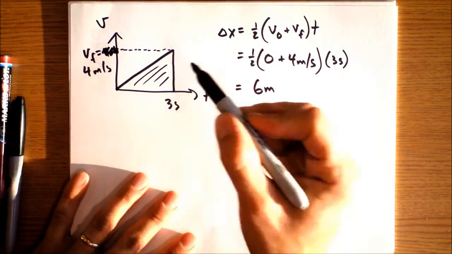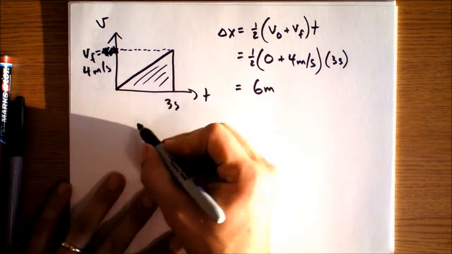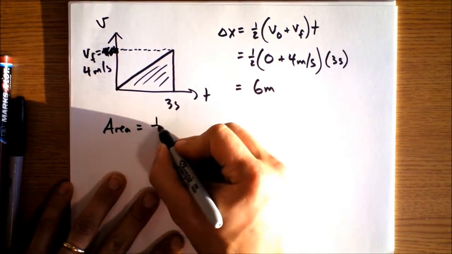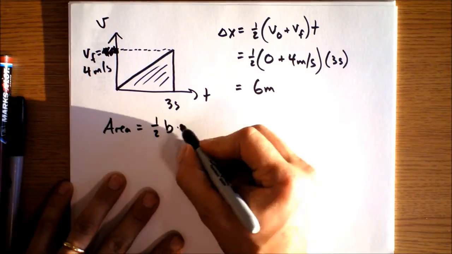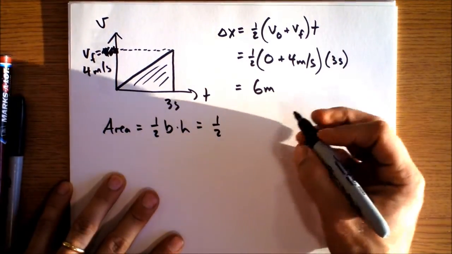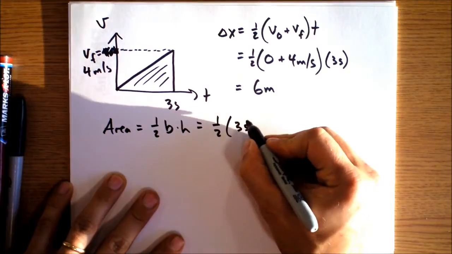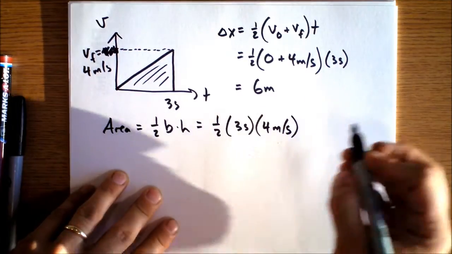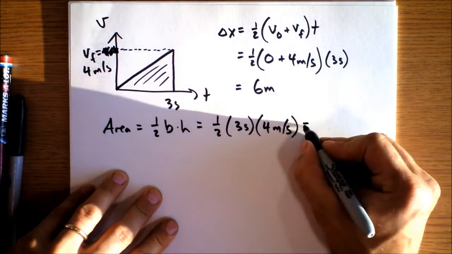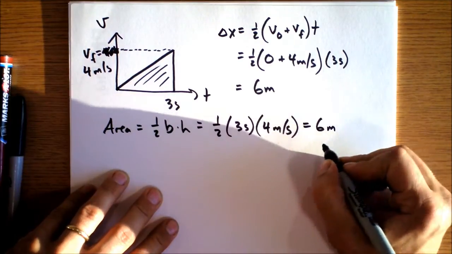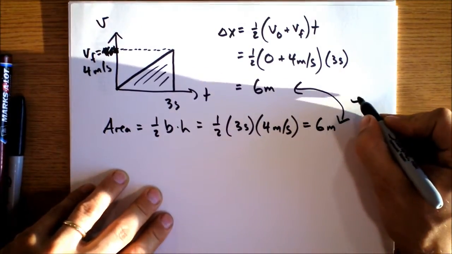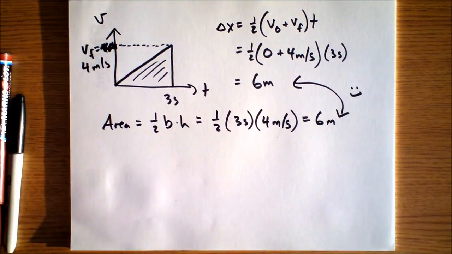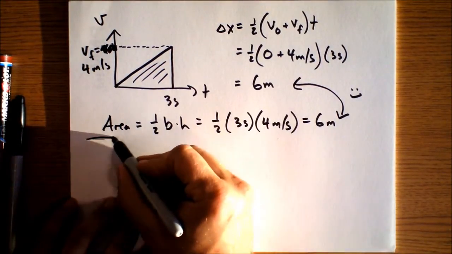Interestingly enough, let's investigate the area underneath that curve. If I wanted to find the area, I would point out to you that the area of a triangle is 1/2 base times height. And that's going to be 1/2, the base is 3 seconds, and the height is 4 meters per second. If we multiply 1/2 times, oh shoot, 6, and the units are meters. This is also interesting.